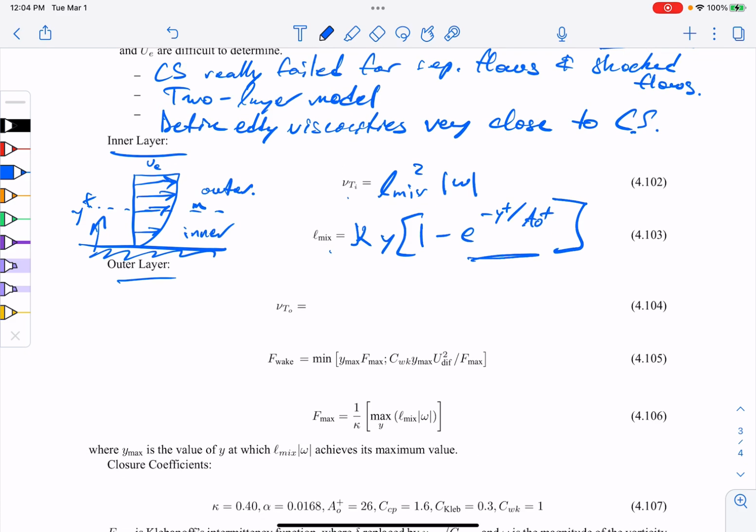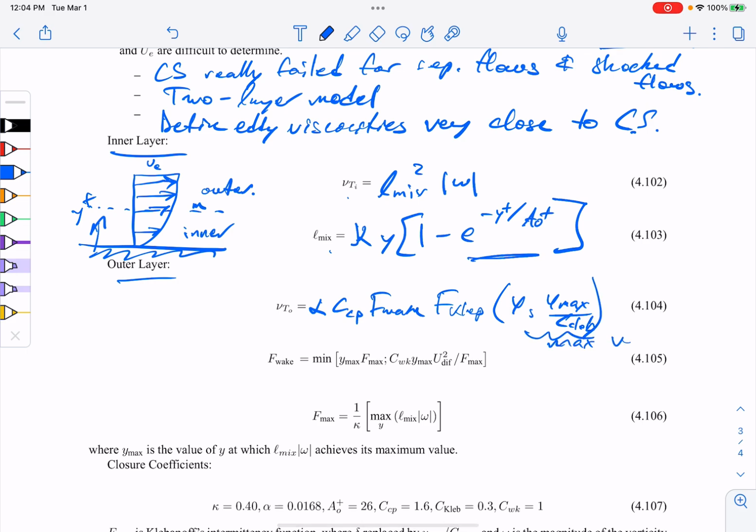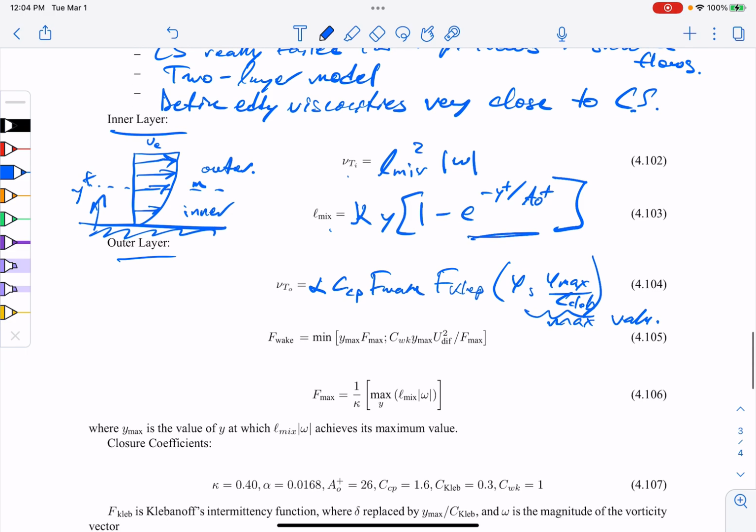The outer layer is more complicated. We have a constant alpha and C_cp times F_wake times F_kleb times y, or y_max over C_kleb, and you take the max value. All these are just empirical functions which are very similar to before. There's a wake factor, and he developed his model for turbulent wakes and boundary layers, so you would just get rid of this wake factor if you were in a boundary layer. This is your intermittency factor once again.